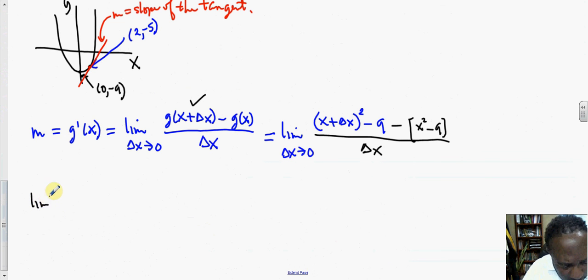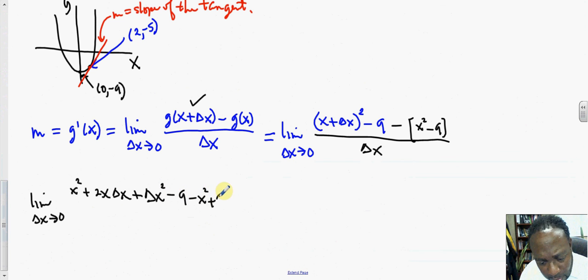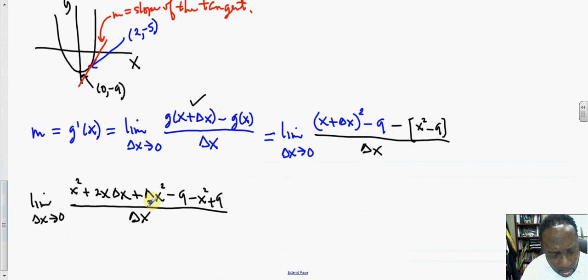So we get the limit as delta x goes to 0. We simplify all of this. We FOIL out (x plus delta x) squared. That gives us x squared plus 2x delta x plus delta x squared minus 9 minus x squared plus 9. Now if everything is correct, all the terms cancel out except the terms that have a delta x in them.